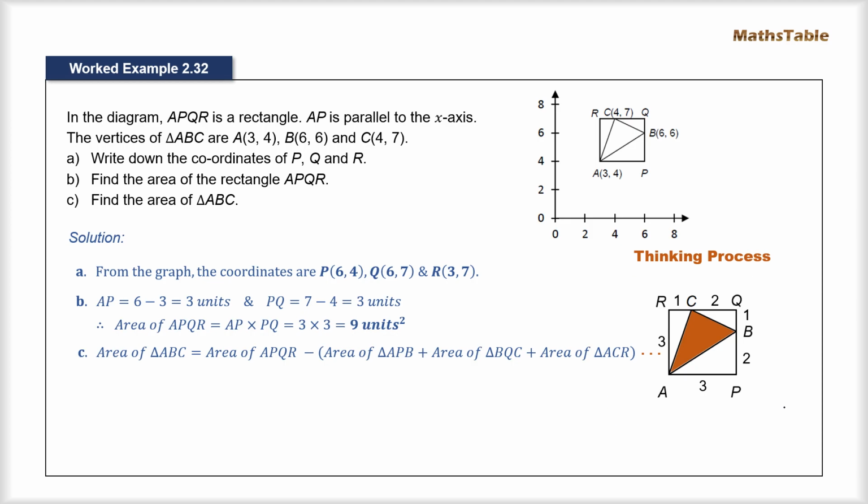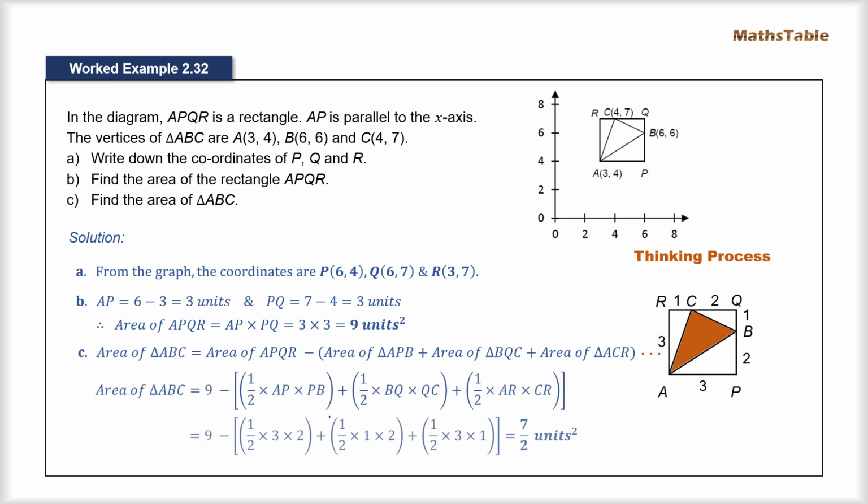And we can simply calculate the area of the shaded triangle ABC by subtracting the areas of these three unshaded triangles from the total area of the rectangle APQR, which we already calculated in the previous part. So simply using the formula for the area of triangles and substituting the required values, we can finally obtain the area of the triangle ABC as 7/2 square units.